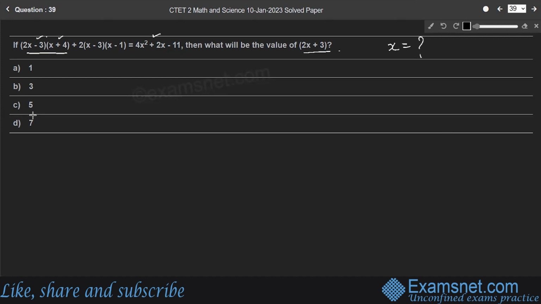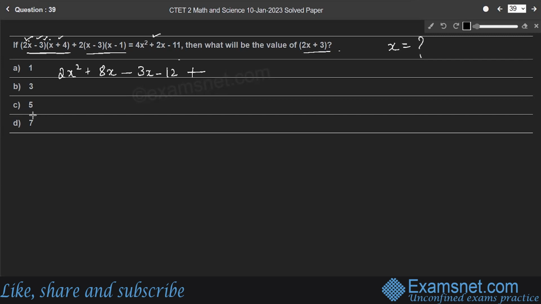So take the first two terms here, (2x minus 3) into (x plus 4). Simultaneously, we'll take the product of 2 into (x minus 3) into (x minus 1), right? So we'll take these two terms separately and find the product of these two terms. So (2x minus 3) into (x plus 4). 2x into x becomes 2x², plus 2x into 4 becomes 8x. Minus 3 into x becomes minus 3x. Again, minus 3 into 4 becomes minus 12.